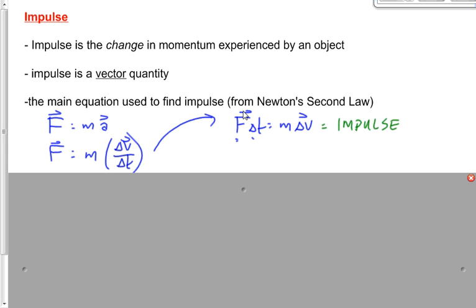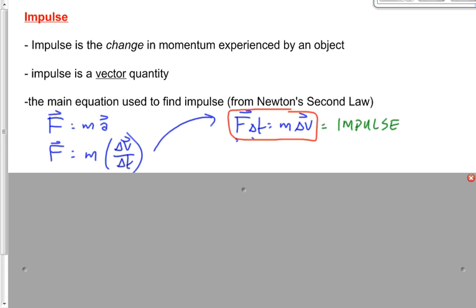Does that make sense? Now, one little thing here. On your data sheet, if you look in the bottom left-hand corner of your data sheet under energy and momentum, you're going to see this equation. F times delta t is equal to m times delta v. It doesn't mention the word impulse there at all.